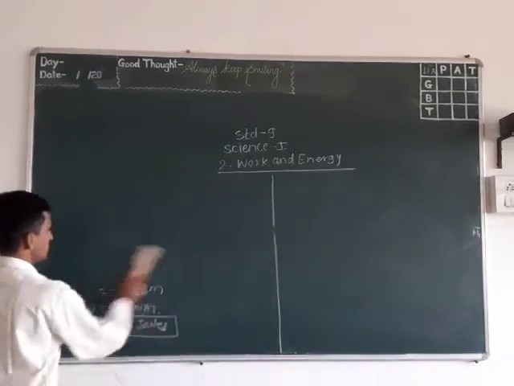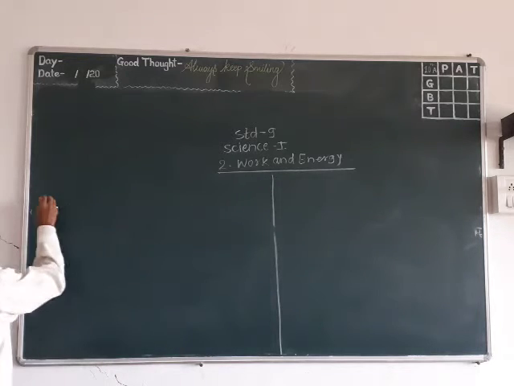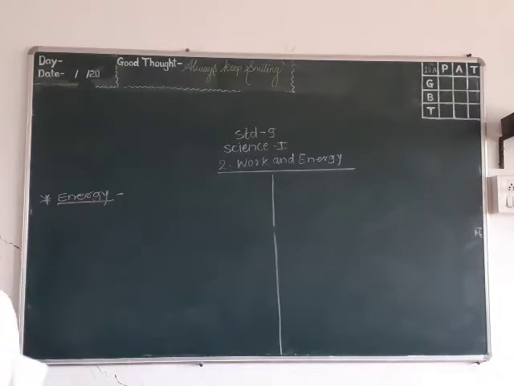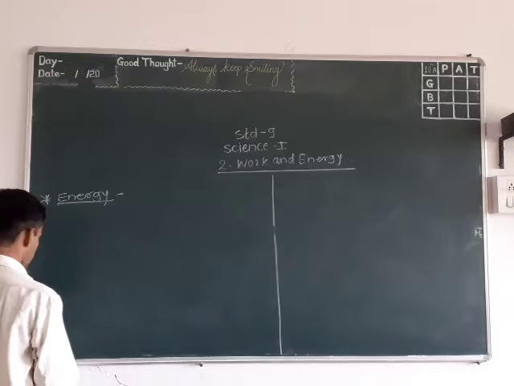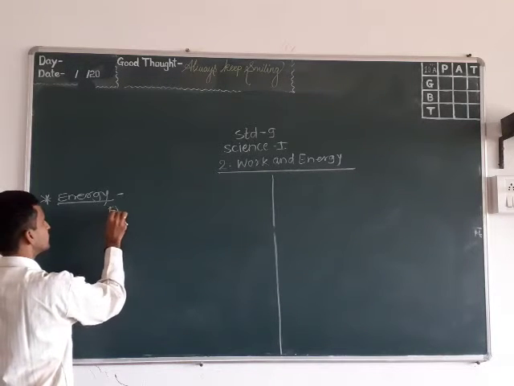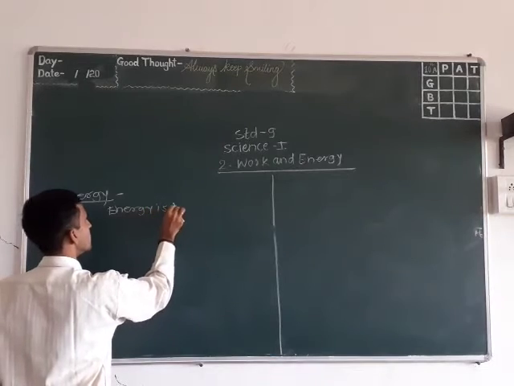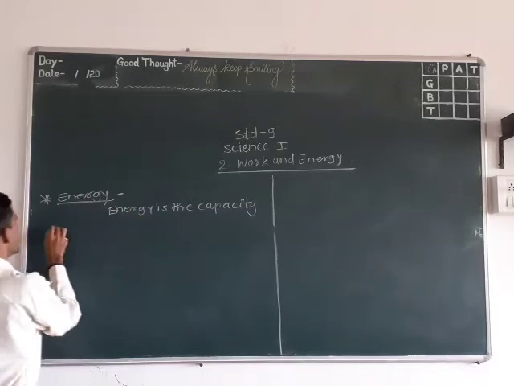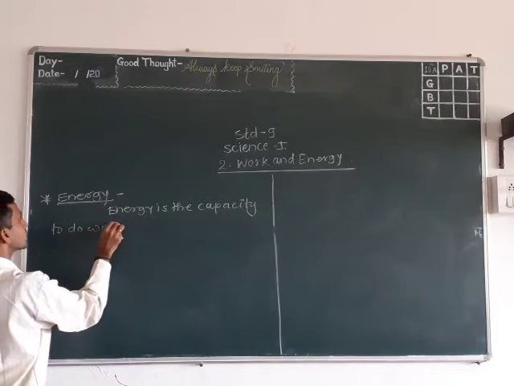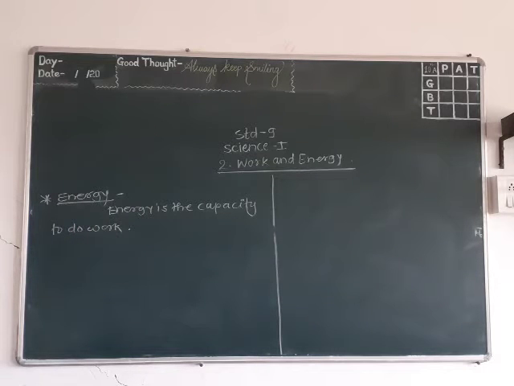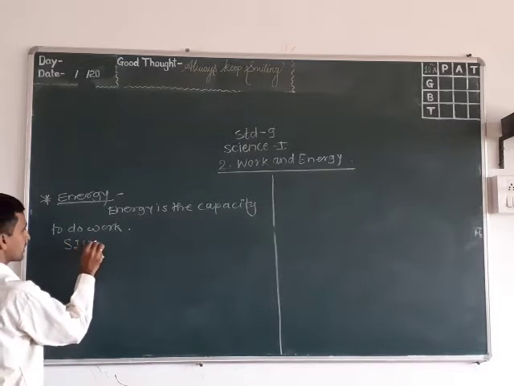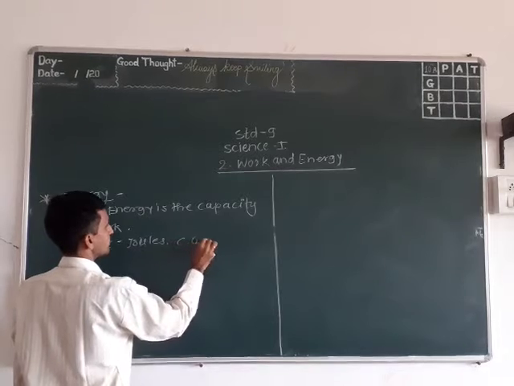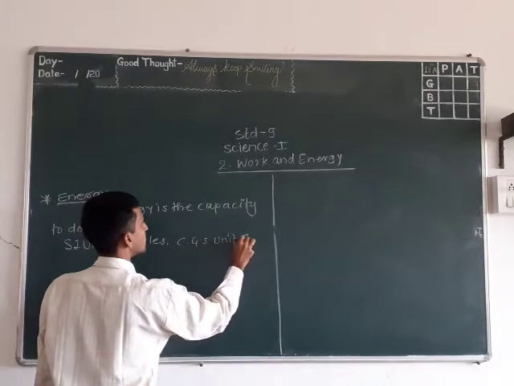Next is energy. Definition: energy is the capacity to do work. Capacity to do work is energy. SI unit is joule and CGS unit is erg.